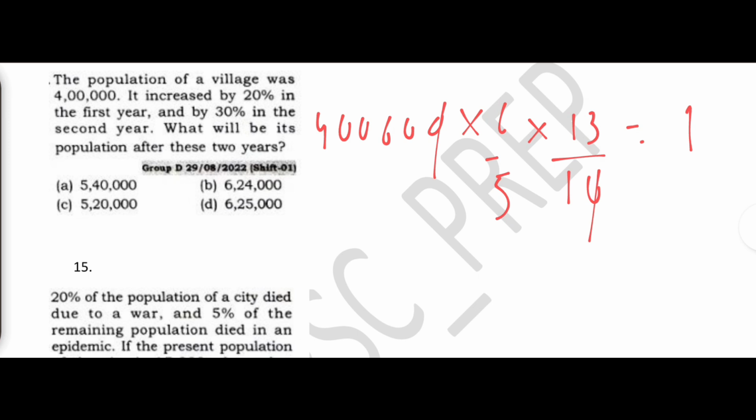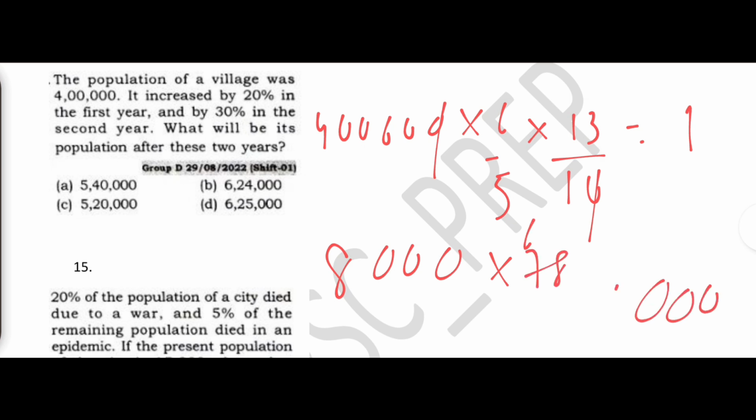This and this get cancelled. 5 8s are 40, 1 2 3. Into 6 13s are 78. We have 3 zeros, 8 8s are 64. We have only one place where it is showing 4000. So B is the answer.